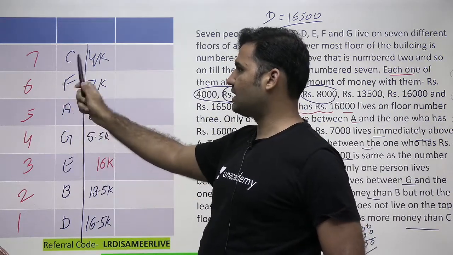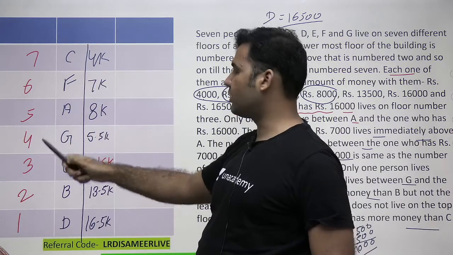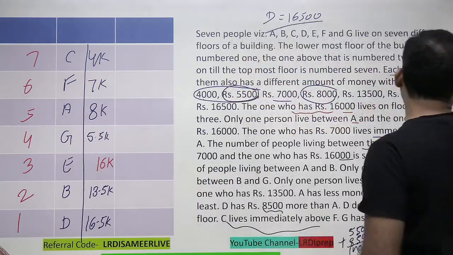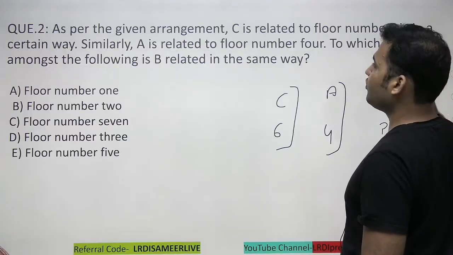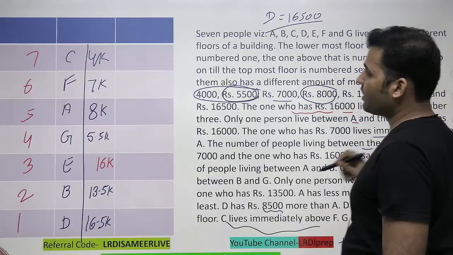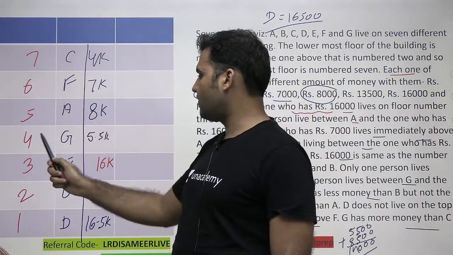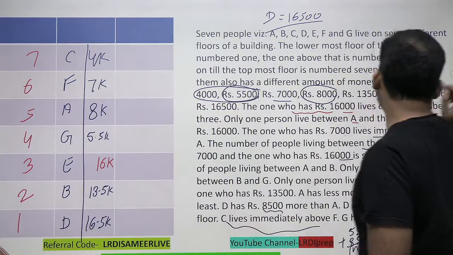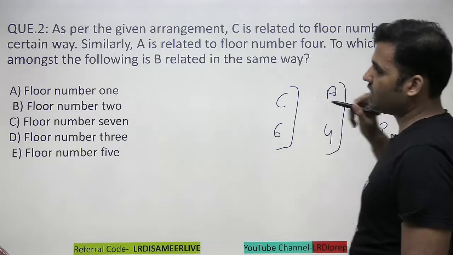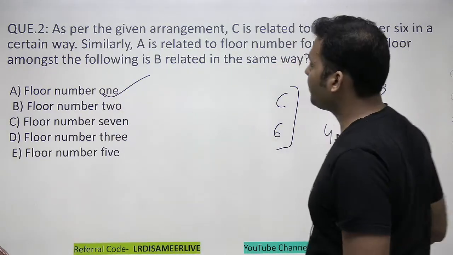C6, A4, right? There's a gap. These are two immediate floors, right? So we need to see which floor number is related with B. If I follow the same pattern as C6, A4, it would be B and 1. So B will be related to the floor number 1, right? So that is option number A.